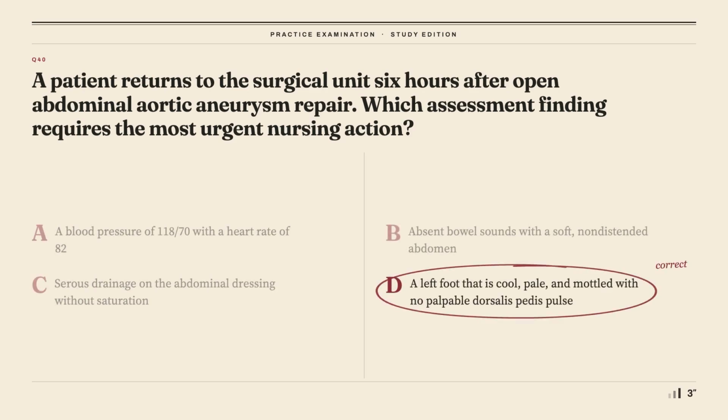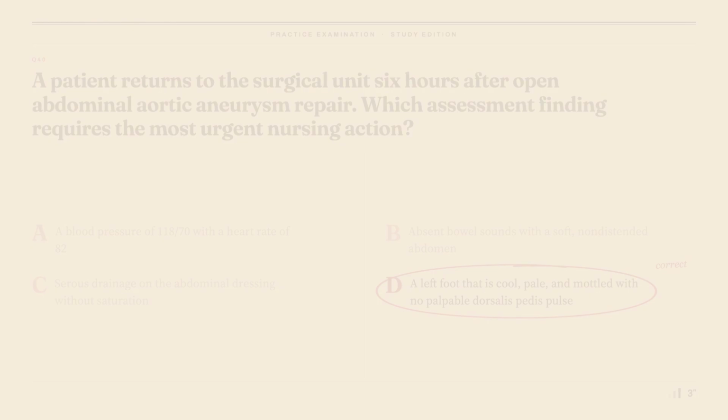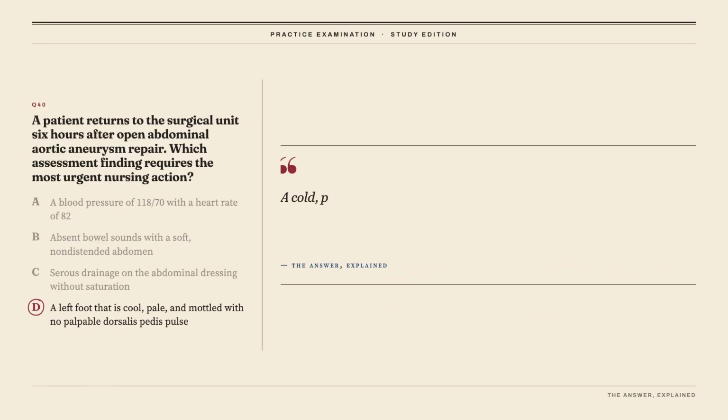The correct answer is D. A left foot that is cool, pale, and mottled with no palpable dorsalis pedis pulse. D is correct because a cold, pale, pulseless extremity after aortic repair signals graft occlusion or distal embolization, and the affected limb is at immediate risk.